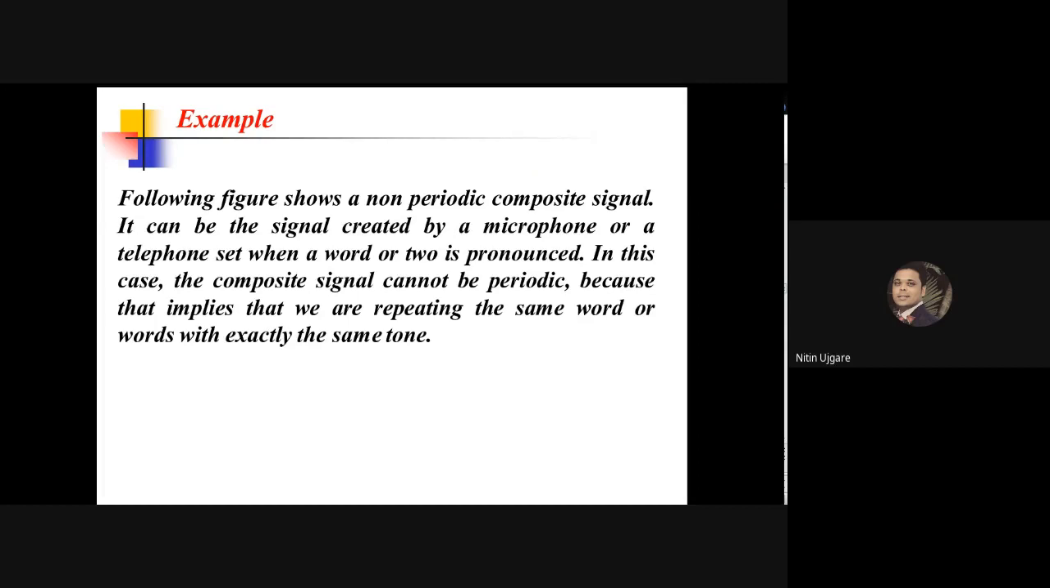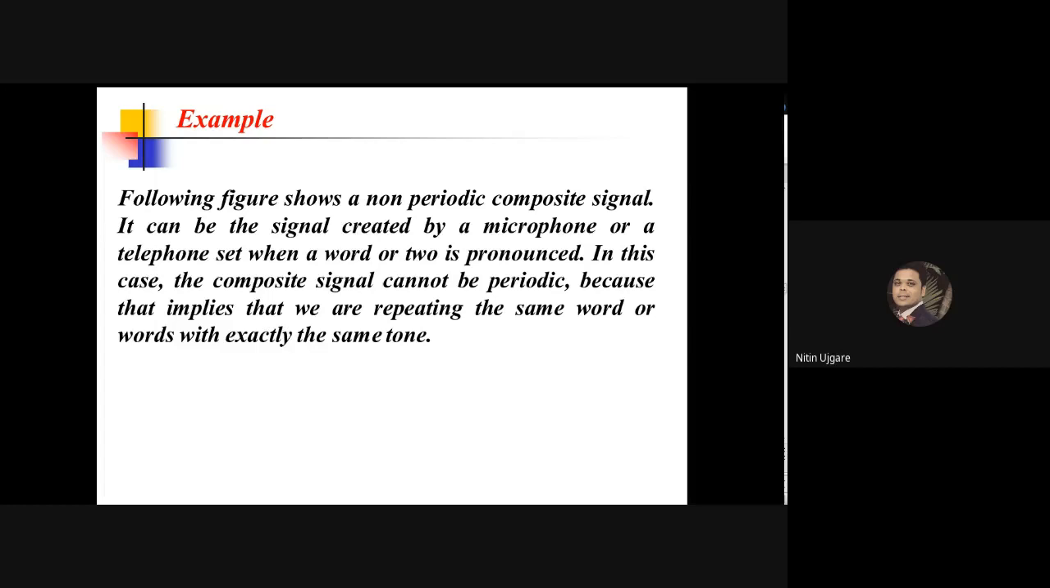Now let us go to the non-periodic composite signal. What we have seen so far was the periodic composite signal. A non-periodic composite signal can be the signal created by a microphone or a telephone set when one word or two words are pronounced. Typically in this case, the composite signal cannot be periodic, because that would imply we are repeating the same word or words with exactly the same tone, and that's highly impossible. When we pronounce a word, usually our tone varies.